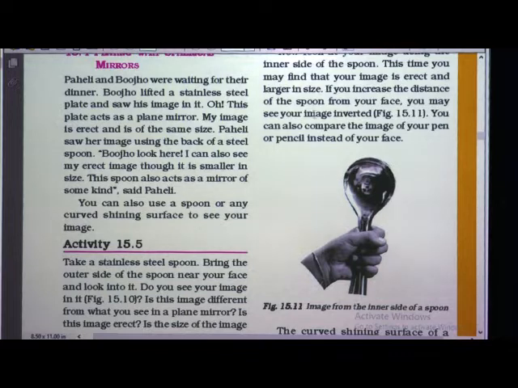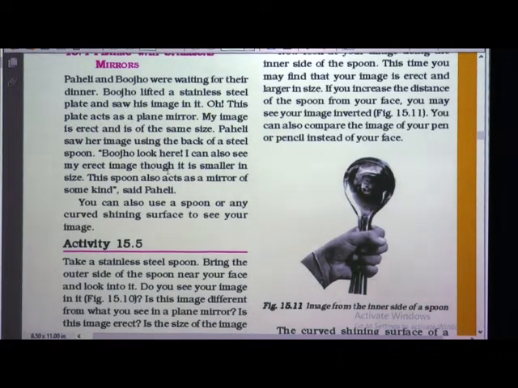So, from this it means on a plate Bujo got an erect image, and whatever size he is, he can see the same in his image. But what happened with Paheli? Paheli got her image smaller in size. Okay. So, why did this happen? Why does this happen and what is the reason behind this?